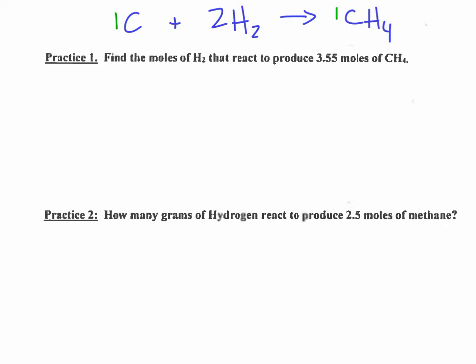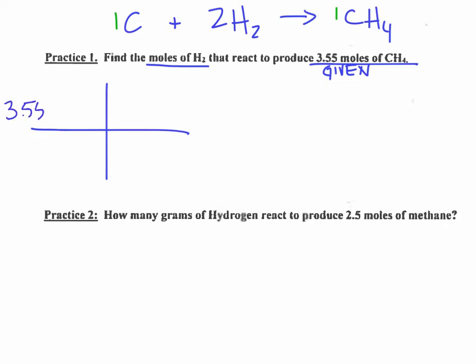So I want to find the moles of hydrogen that react to produce 3.55 moles of CH4. So I'm going to start with what's given to me. I'm given moles of CH4. And I want to find moles of H2. So, set up a T-chart. Start with 3.55 moles of methane, CH4.